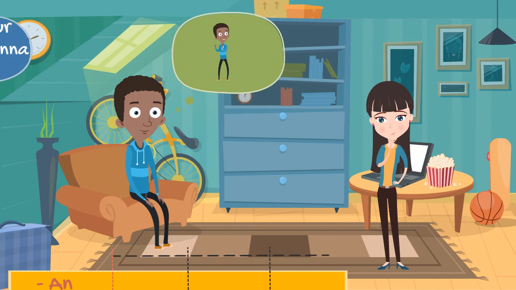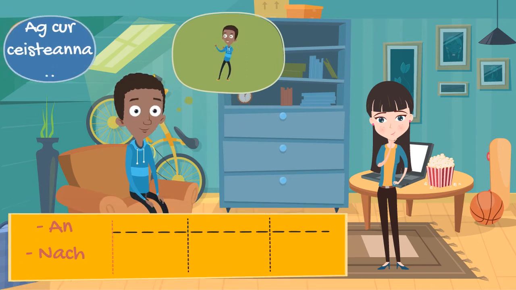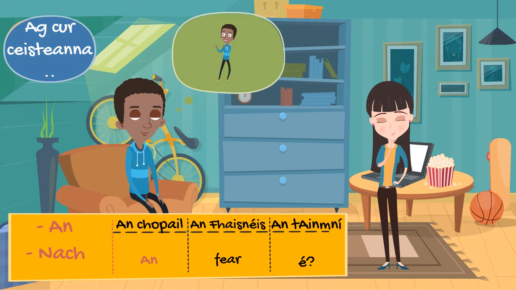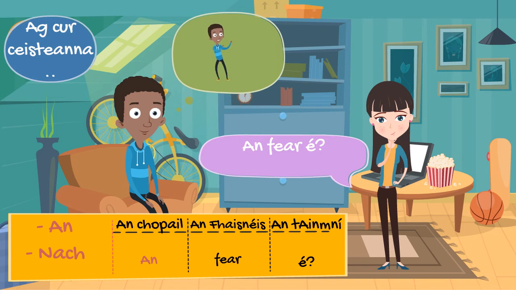To ask questions, the copula words an and nach are used in the láithreach. The sentence structure is as follows: An Chopail, an Aidiacht, or information, an Téarma, or subject. Like, An fear é? Is it a man?